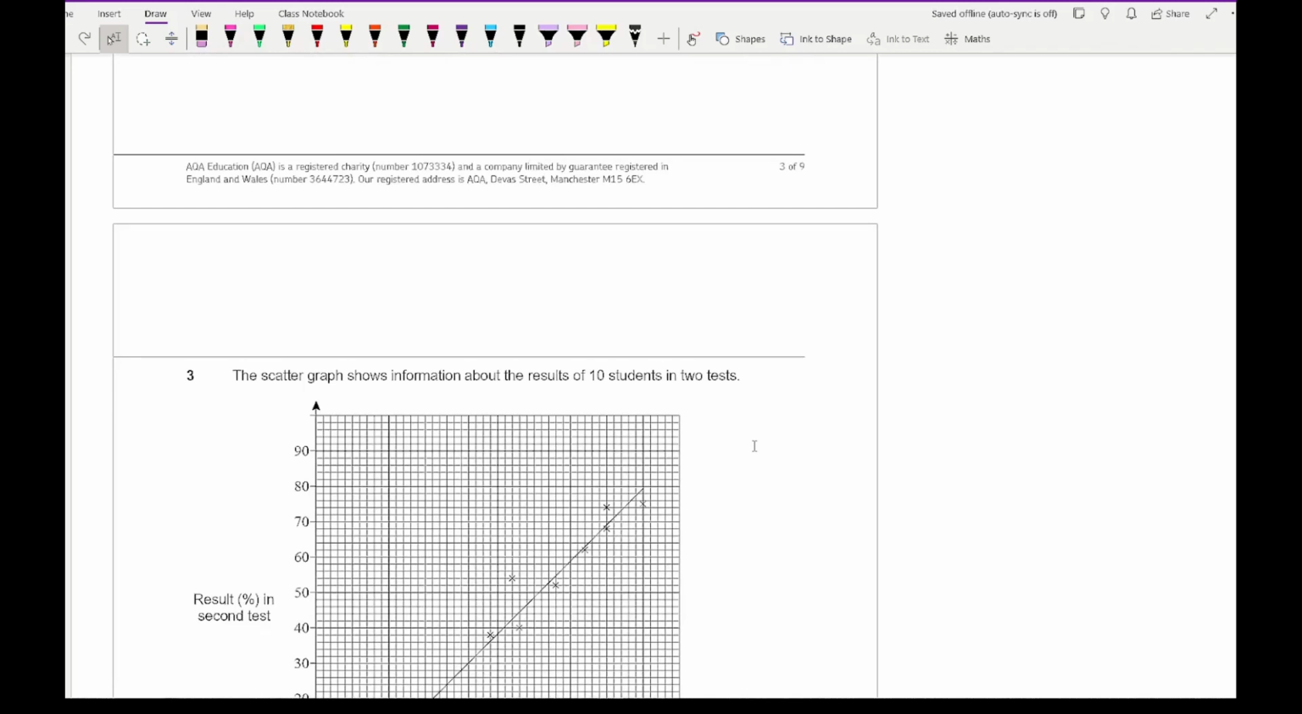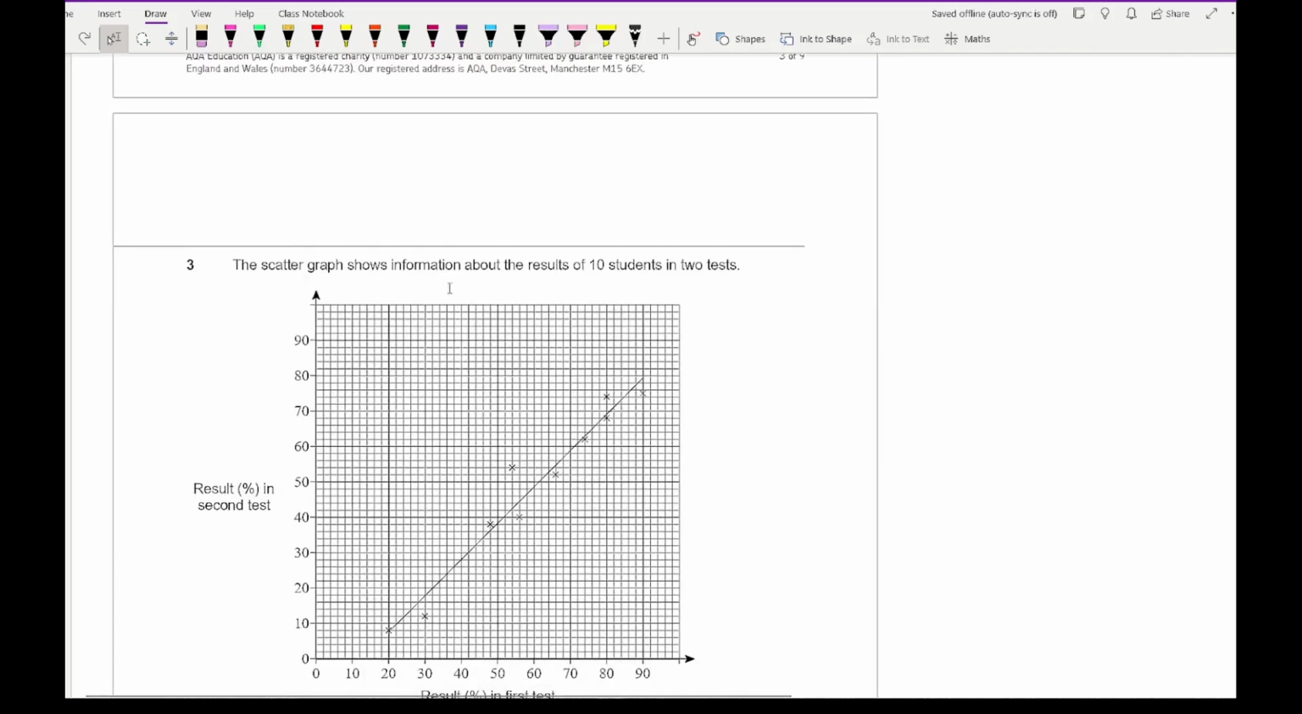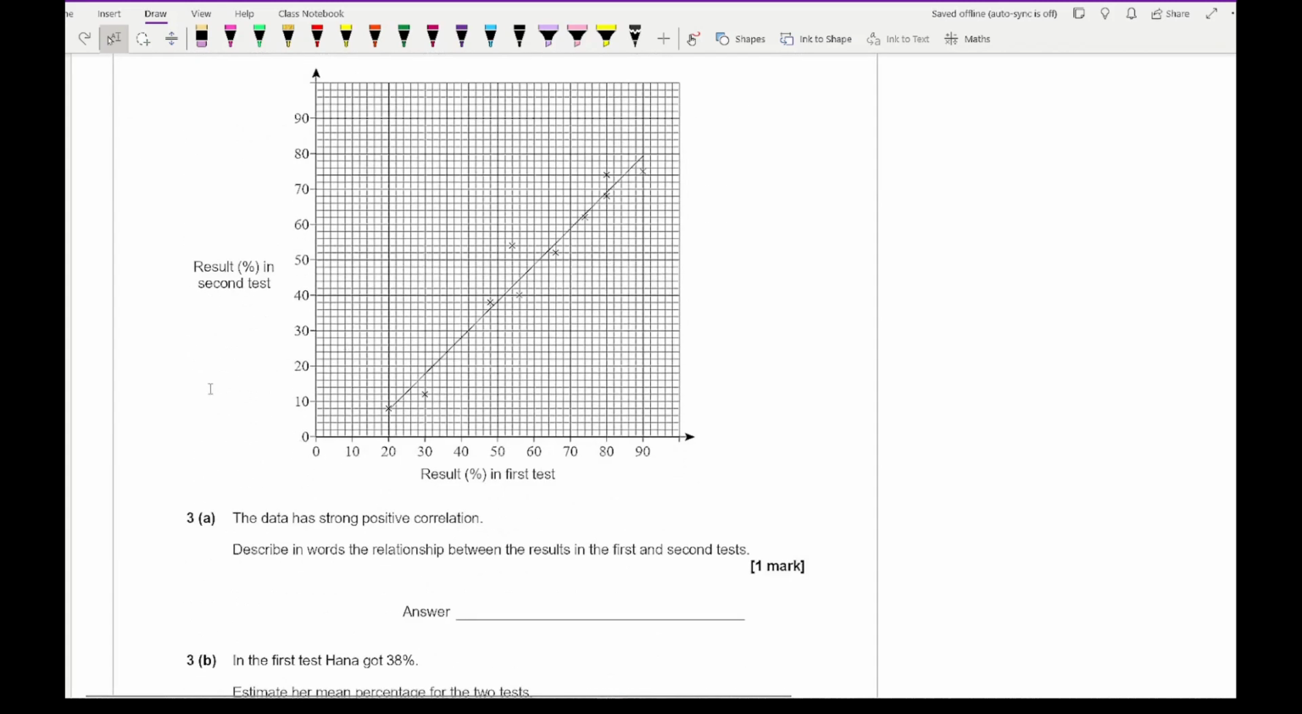So moving on to question 3, it says the scatter graph shows information about the results of 10 students in 2 tests. So question 3a says the data has strong positive correlation. Describe in words the relationship between the results of the first and second test. So basically something along the lines of, if you did well in the first test, you will do well in the second, and vice versa. So for example, as the results in test 1 increases, so will the result in test 2. Something along those lines would be absolutely fine.